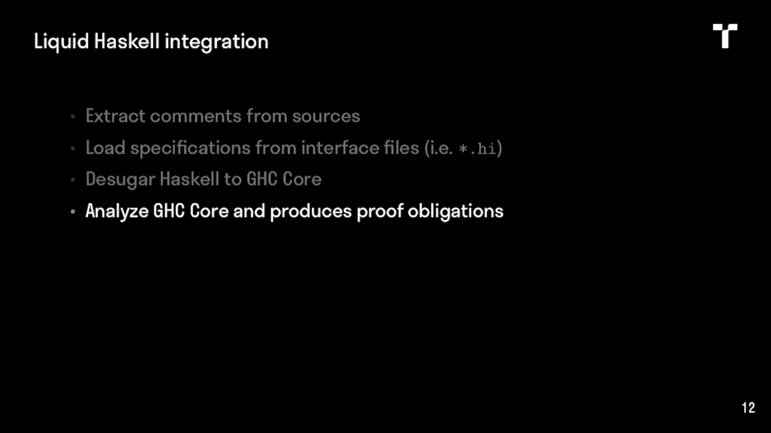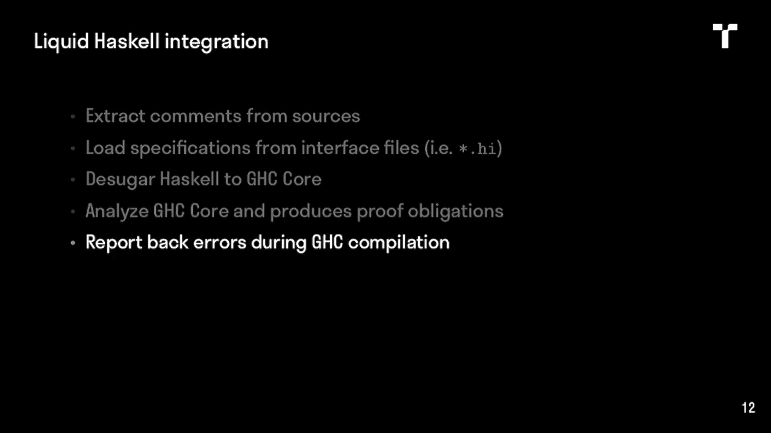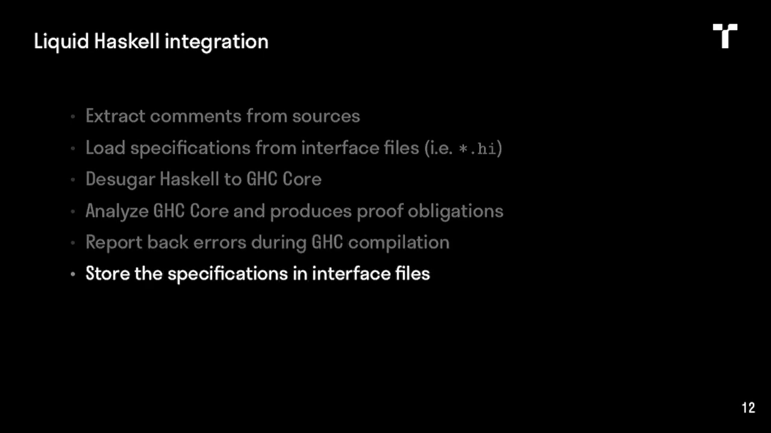cannot be proved, then we need to report some errors to the user, and we are going to use exactly the same interfaces that GHC uses to report compilation errors. And one last use of the GHC API is to store the specifications of our module in the interface file, so modules that import our module can learn what specifications our functions have.